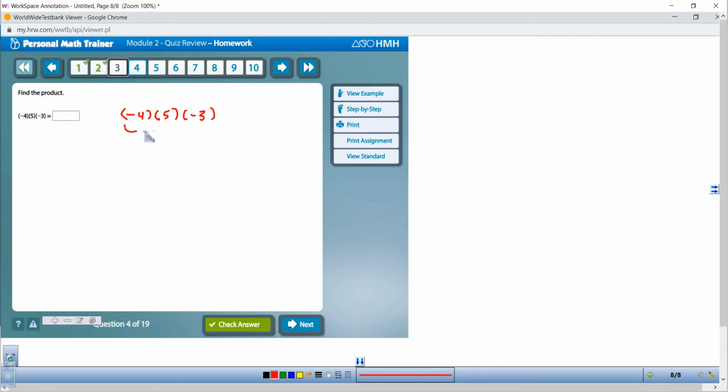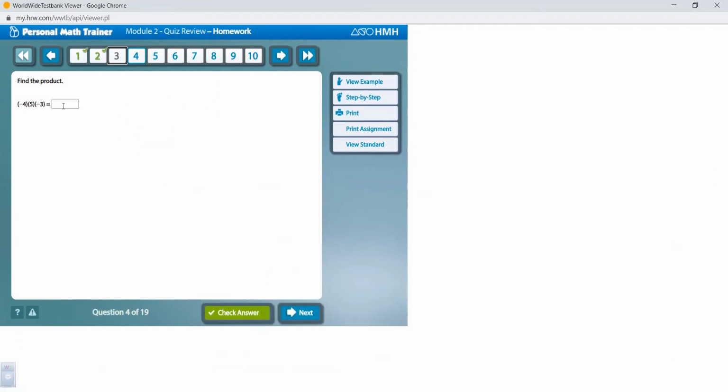What I'm going to do is I'm going to do these 2 first. A negative times a positive is a negative. 4 times 5 is 20. So this part is negative 20. Then I'm going to do negative 20 times negative 3. A negative times a negative is a positive, and 20 times 3 is 60. So I did the first 2, got an answer, then multiplied that product times the negative 3 and got 60. By the way, multiplication is commutative, so you actually can multiply those in any order that you want to.